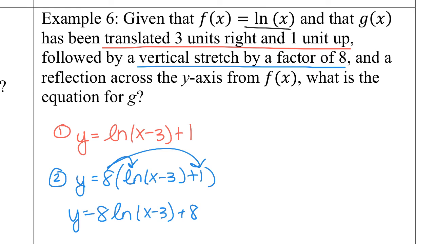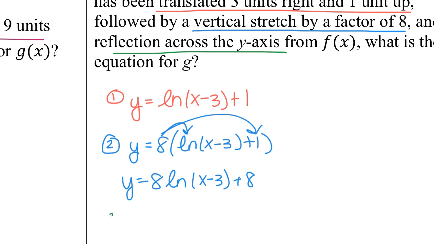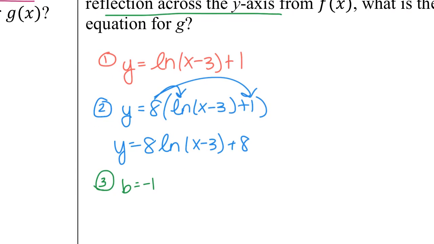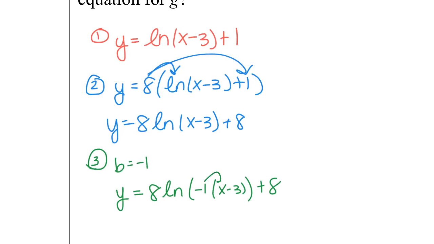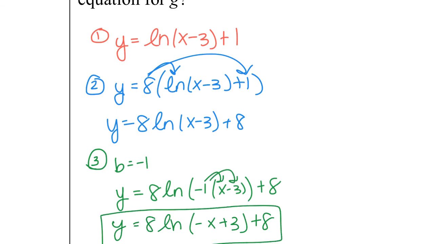Then it has a reflection across the y-axis. So reflecting across the y-axis means your b is negative 1. Just like a, b gets distributed to everything inside. So negative 1 parenthesis x minus 3 on the inside. Distribute out this negative 1. So we have 8 natural log of negative x plus 3. And there's the final equation for my transformed function.